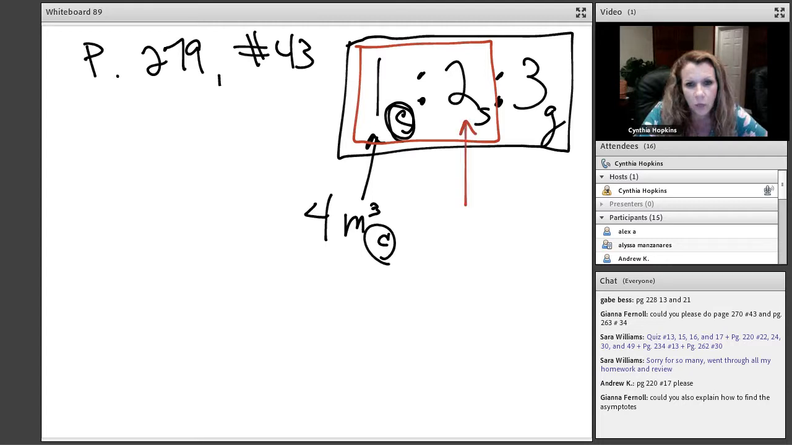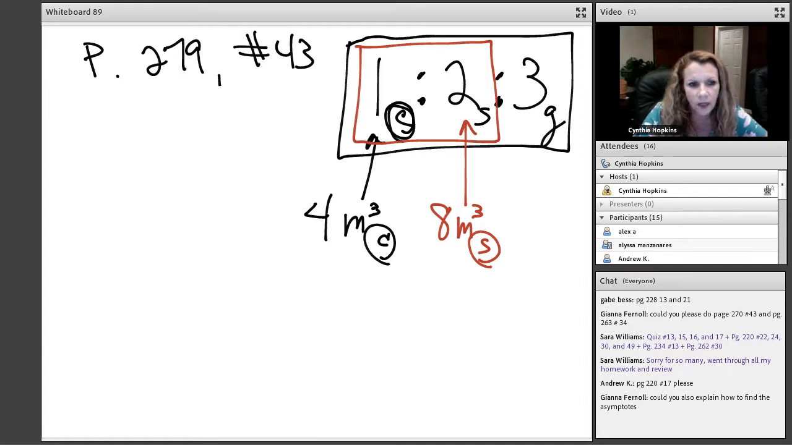Because if the 1 stands for 4 cubic meters, then doesn't it mean that you have twice as much sand, or 8 cubic meters of sand? Okay, because of the 1 to 2. If the 1 stands for 4 cubic meters, then doesn't the 2 stand for 8 cubic meters?